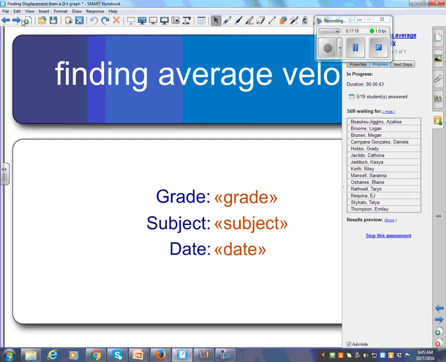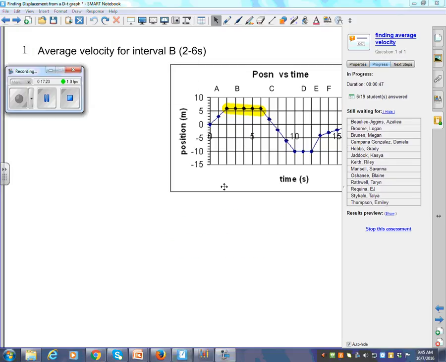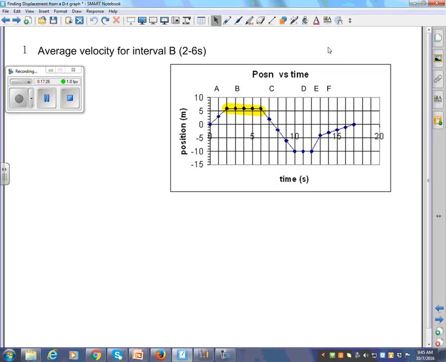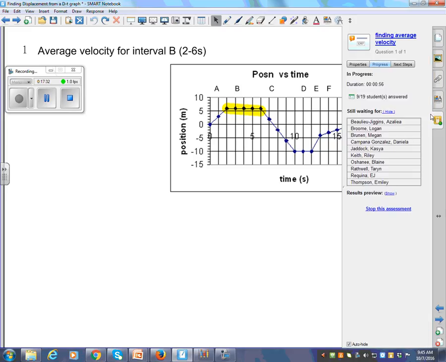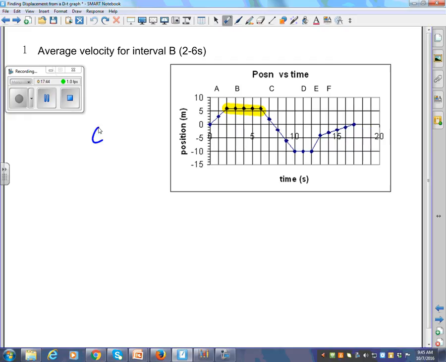Yeah. Okay, so it shouldn't take too long because what's the displacement for interval B? And what do you get when you take 0 divided by any random number you can come up with? So the answer is 0 divided by the time. Please do not get your calculator out to go 0 divided by 6 because the answer is?